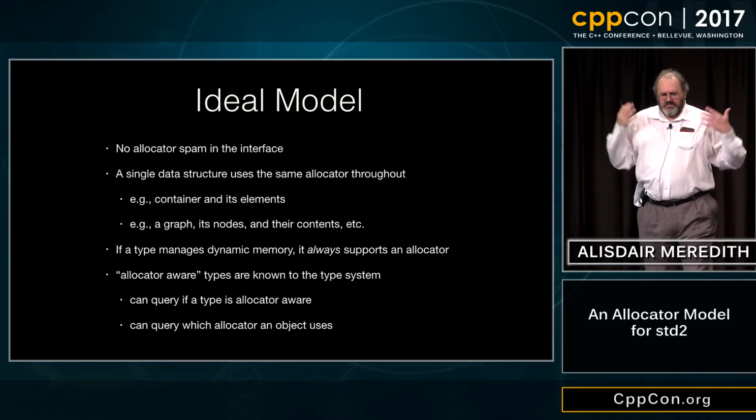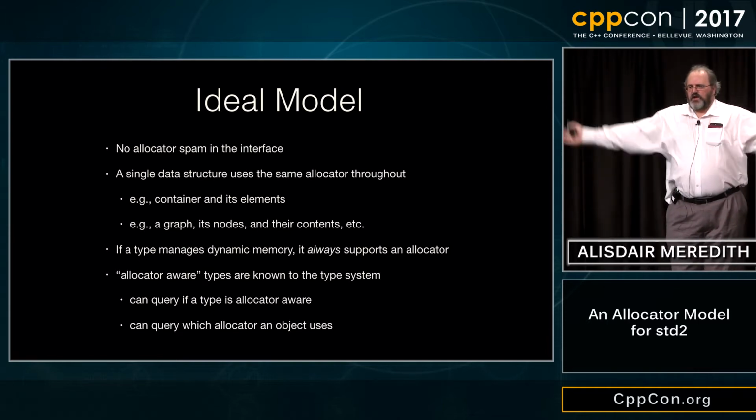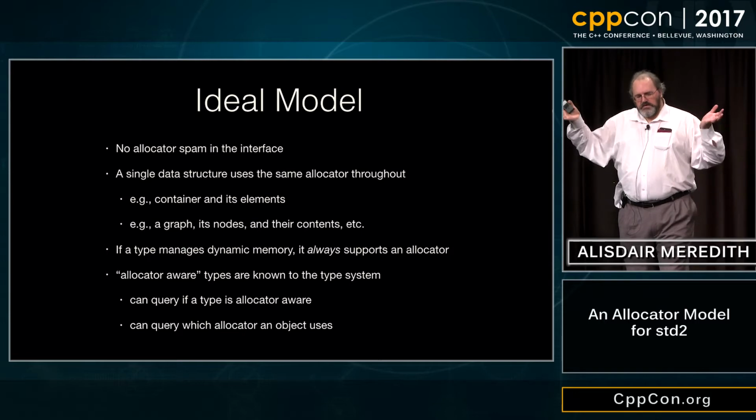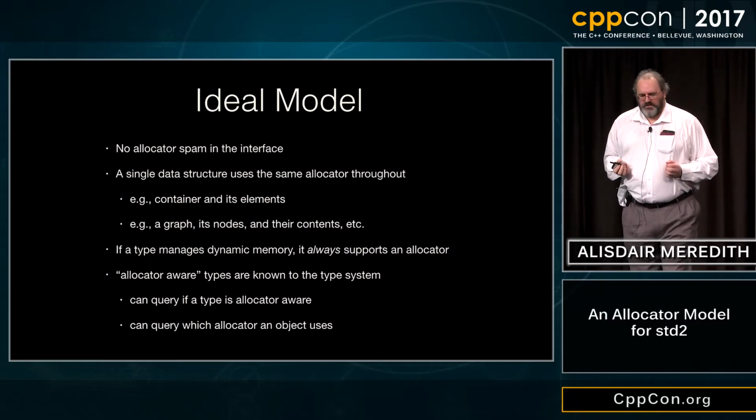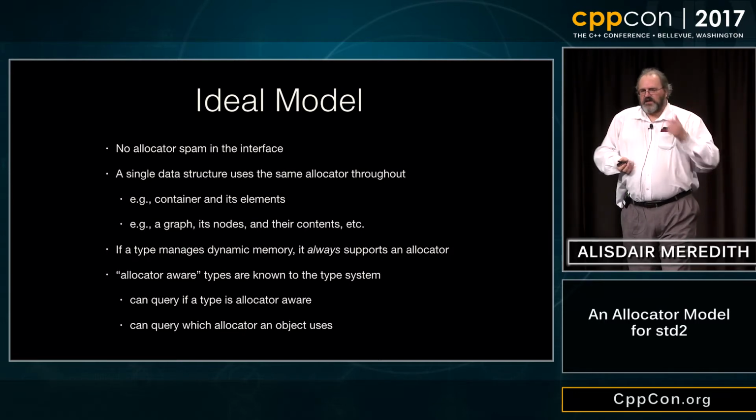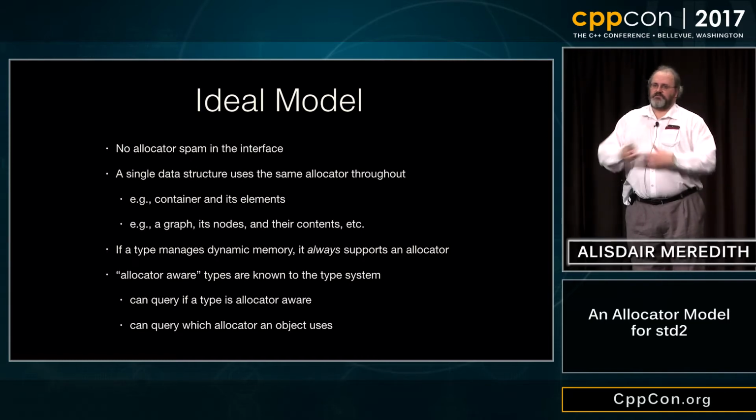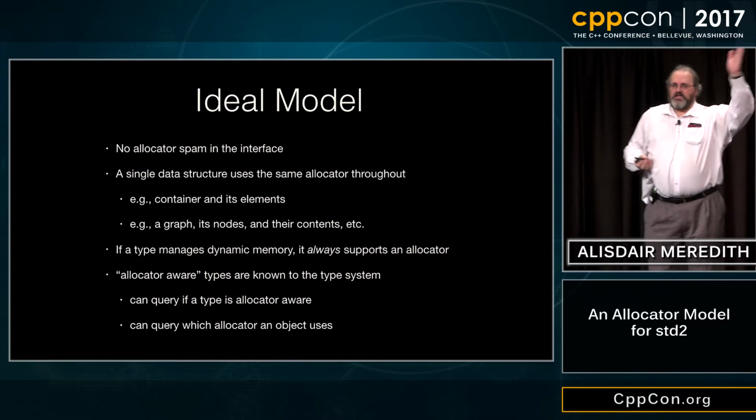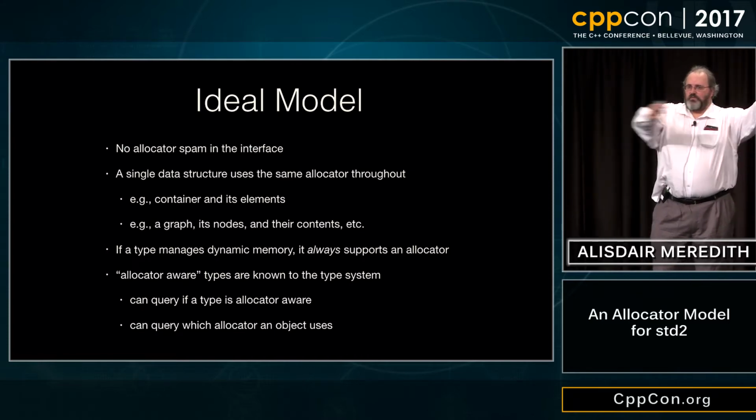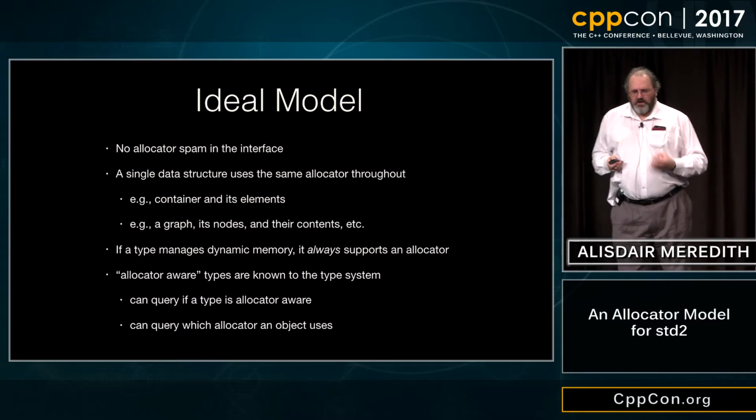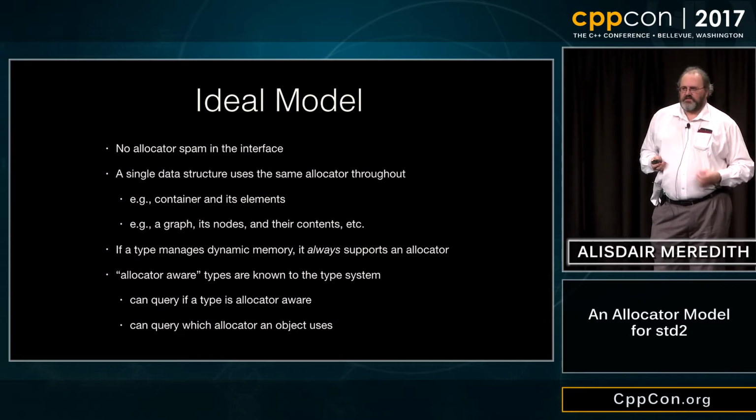We're going to bake in the notion that if I've got a data structure, the whole data structure will always use the same allocator. That's going to be built into this model. It's a built-in assumption. If a type does manage memory, it will always do so using this allocator system. So I know if I'm plugging it in at one end of the system, it will be used all the way through. And we're going to introduce the notion of allocator-aware types that are known in a special way to the type system.